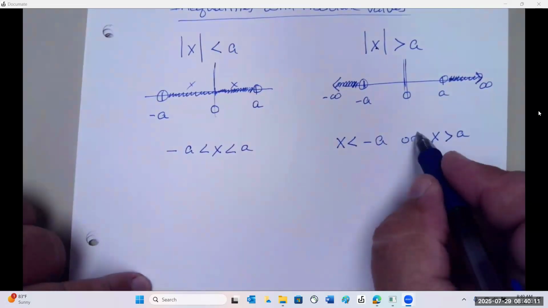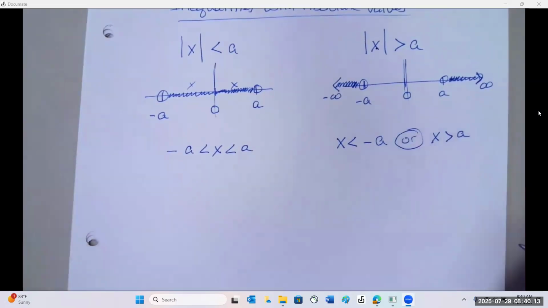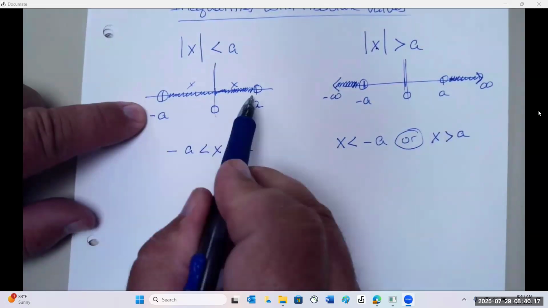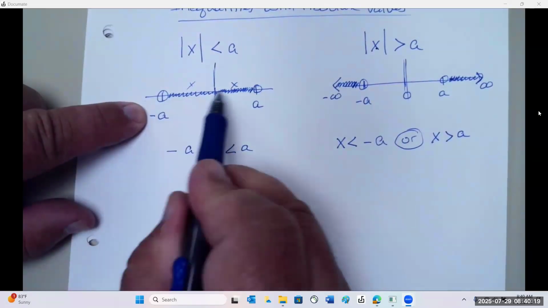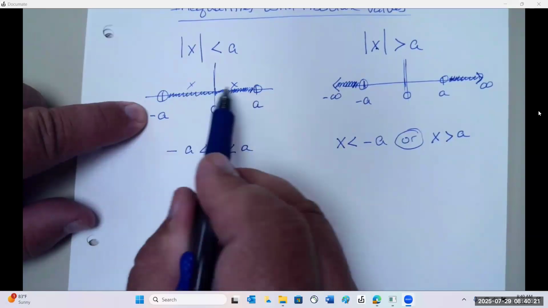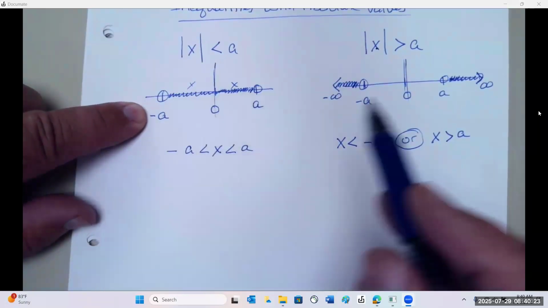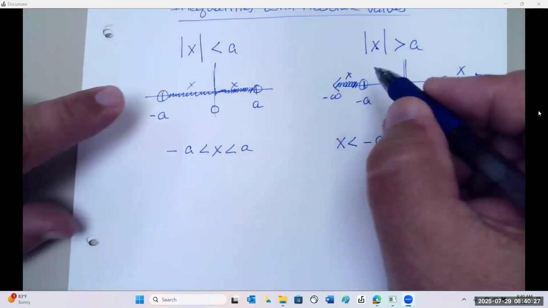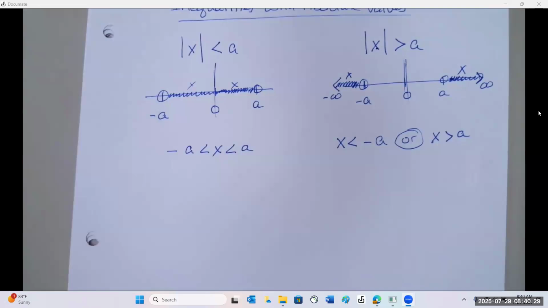There's the reason there's an "or" there: it's not on the same side. If I pick a number here, it's going to be between negative A and A. If I pick a number, that's no problem there. But if I pick this one, I could pick it from over here, or I could pick it from over here. That's why the "or" is there.